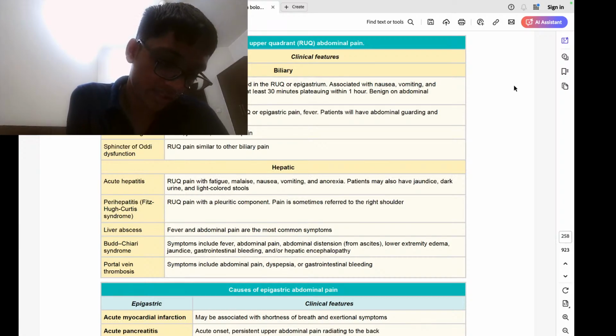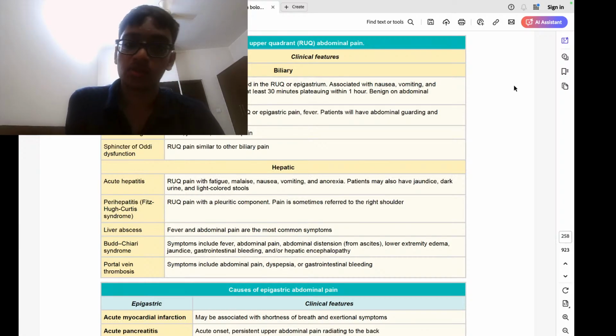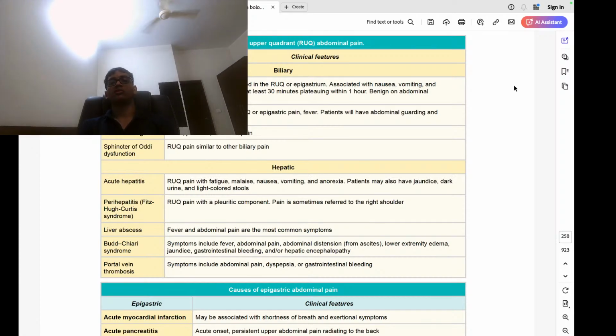Right upper quadrant pain, liver. Biliary colic: intense dull discomfort located in the right upper quadrant or epigastric area, associated with nausea, vomiting, and diaphoresis. Generally lasts for 30 minutes, plateauing within 1 hour. Abnormal abdominal examination. Acute cholecystitis, prolonged, is 4 to 6 hours.